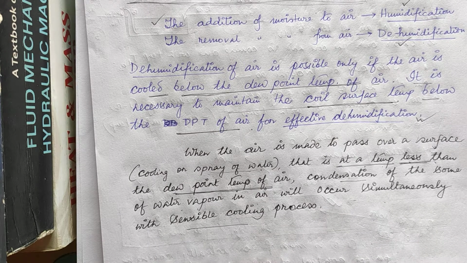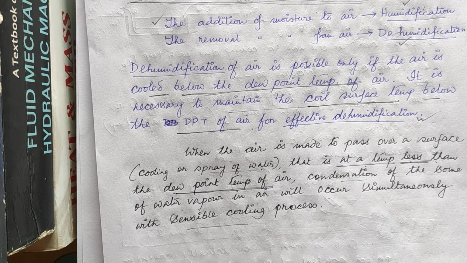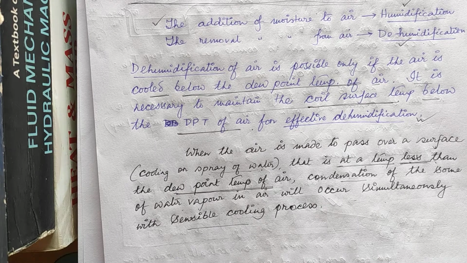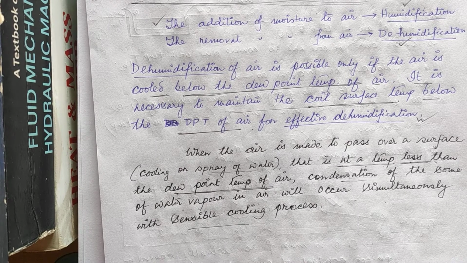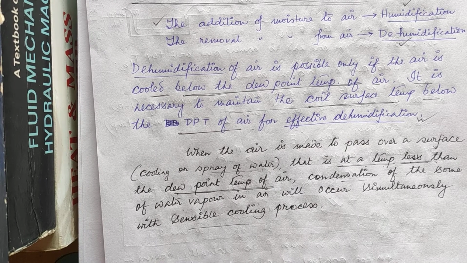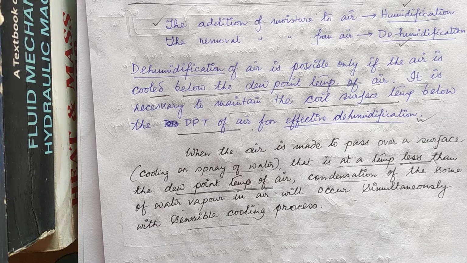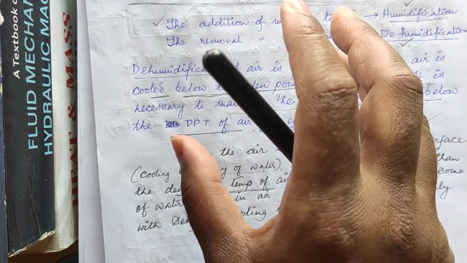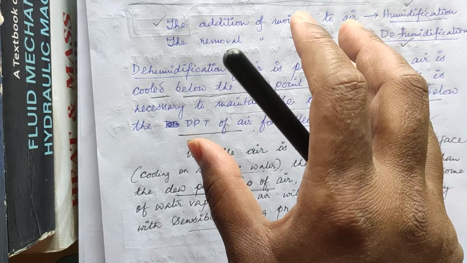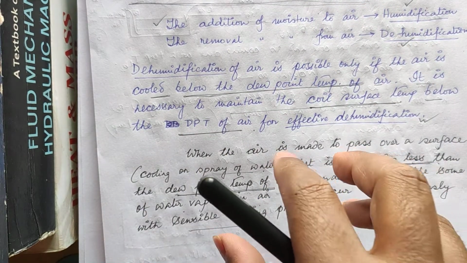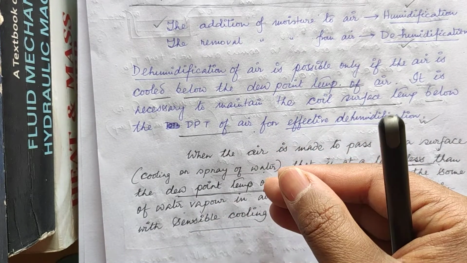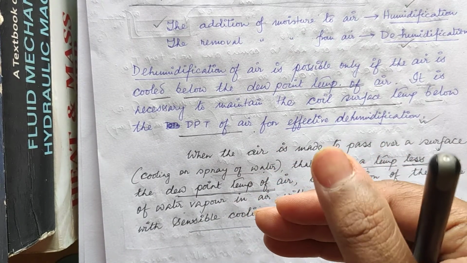In the first class we have discussed what is dew point temperature. Dew point temperature is the temperature to which air must be cooled at constant pressure in order to cause condensation of the water vapor present in the air. That means since moist air contains some amount of dry air and some amount of water vapor, when the water vapor present in the moist air begins to condense, that particular temperature is called the dew point temperature.